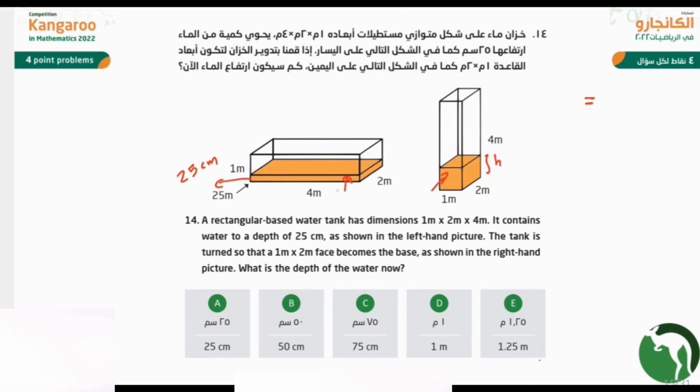So I will put 4 multiplied by 2 by 25 centimeters, which is 0.25, equal to 1 multiplied by 2 by h. So now if we multiply 4 with 0.25, we'll obtain 1. 1 multiplied by 2 is equal to 1 multiplied by 2 by h. So h is equal to 1. And now we found that the height is 1 meter and D is the correct answer.